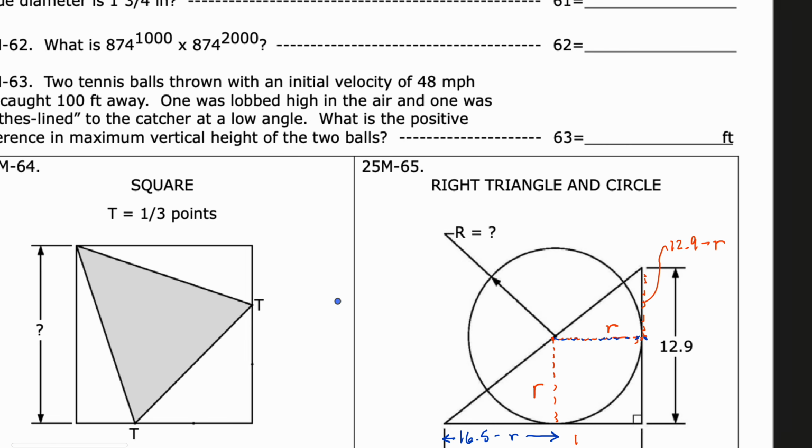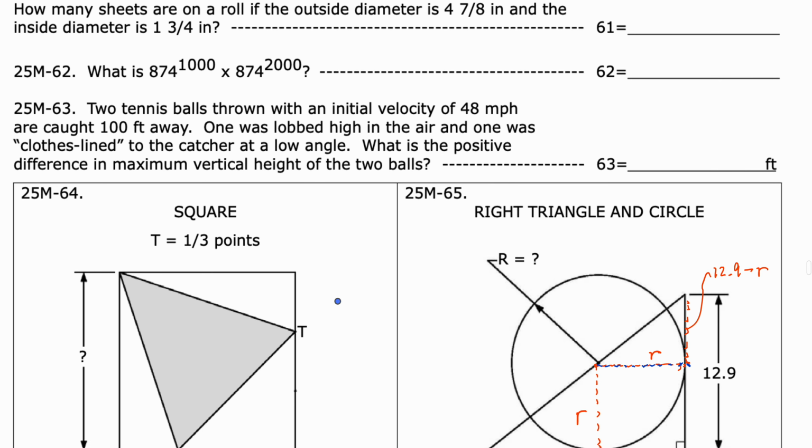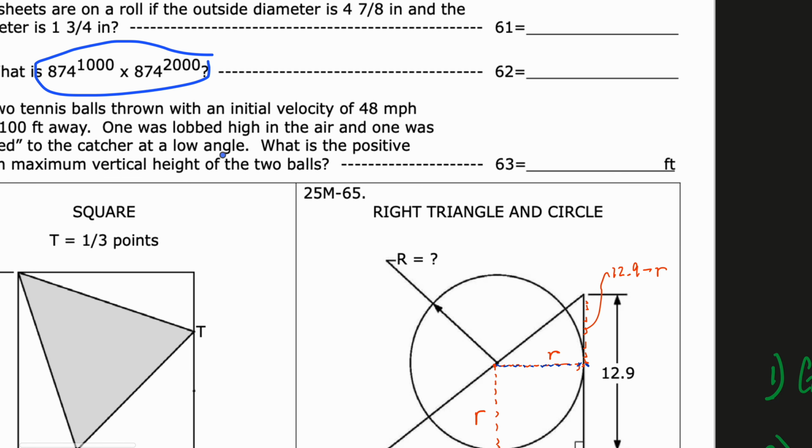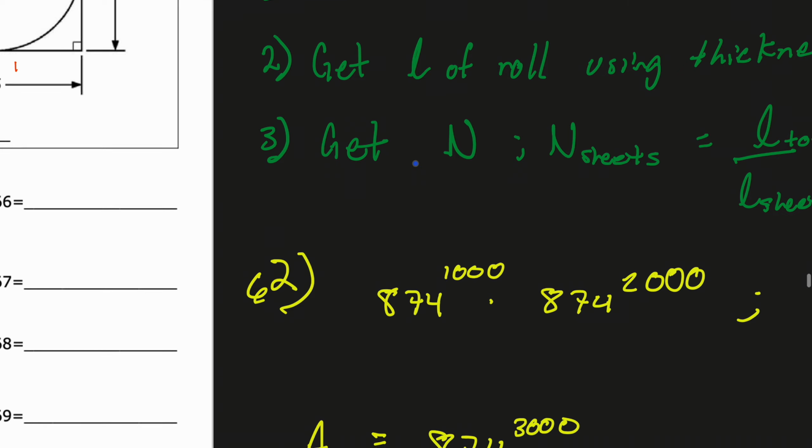62. 62 is an overflow problem. Thankfully, it's a manageable one. 874 to the 1000 times 874 to the 2000. That looks a little intimidating because we're used to doing overflow calculations with just one number, a number raised to a power. The good thing is because we have the same base here, we can apply a little convenient trick of bases.